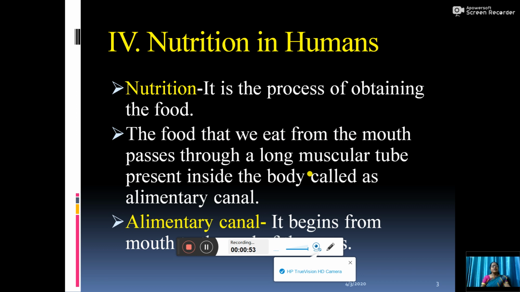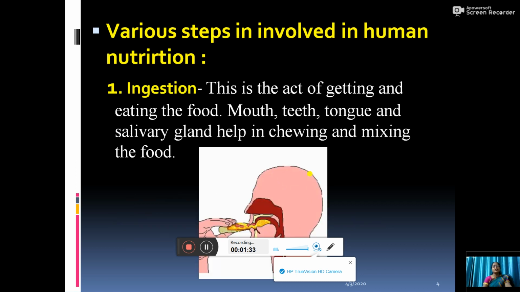Nutrition in humans. Nutrition, about that you studied in detail in the previous class. But again I am recalling that it is the process of obtaining food. And the food that we eat from the mouth passes through a long muscular tube present inside the body called the alimentary canal. Then what is alimentary canal? You can say that it begins from the mouth to the end of the anus. So always remember the exact definition of alimentary canal.